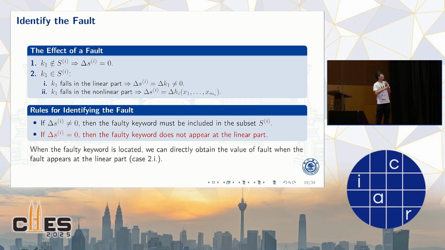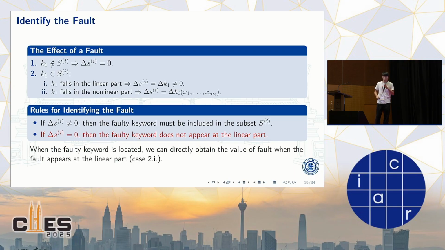Okay, based on the effect, we can get 2 useful rules. The first one is that if the output key stream difference is non-zero, we know that the faulty keyword must be included in the subset S_i. And the second rule is also a new rule we propose in this work. That is, if the output key stream difference is 0, we know that the faulty keyword will not appear in the linear part, because the fault will be non-zero all the time.